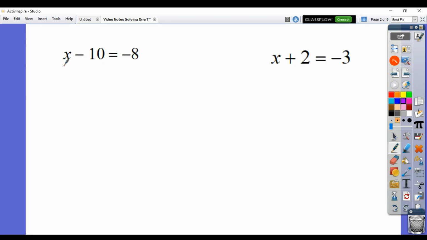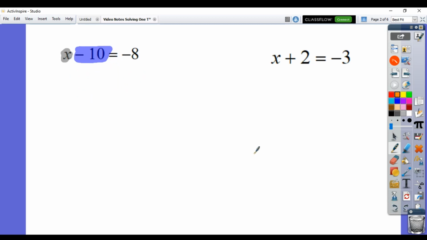So let's start now. For our first example, x minus 10 equals negative 8. Again, the x is right here, and I need it to be by itself. So I need to get rid of this portion here. And for me to get rid of the negative 10 and move it to the other side of the equal sign, back in pre-algebra, we write this line here. So we know that whatever we do on the left side, we also have to do on the right side.